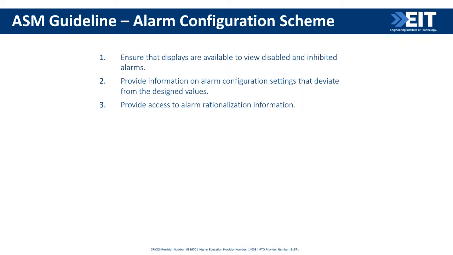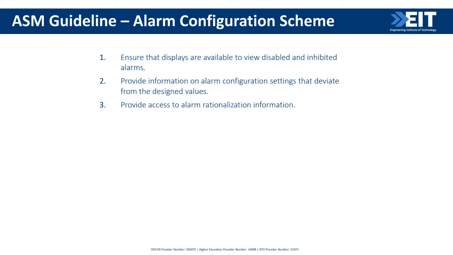The next thing is to provide information on alarm configuration settings that deviate from the designed values, right? So this means that if the original setting of an alarm is, let's say, 40% high level, and that setting happens to be changed to 30% because of some process condition, and it is an intermediate change, then providing that original setting information to the operator will give him that information about the process, and he can keep a watch when any of those alarm settings are actually hit on the process.